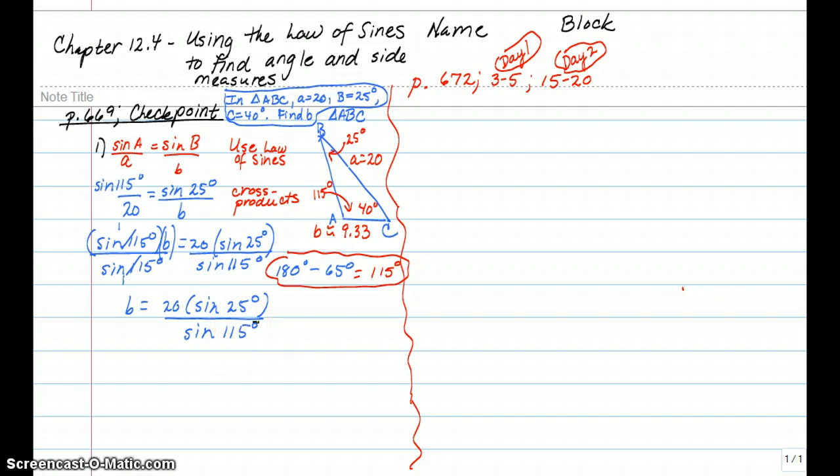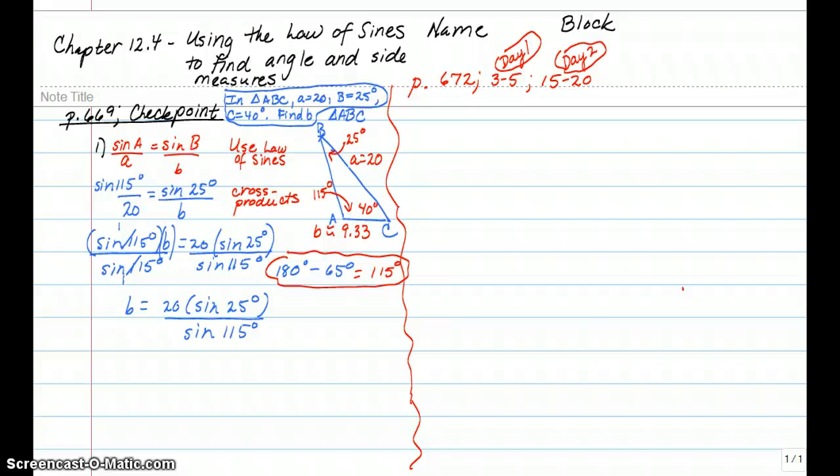Now when you plug this into your calculator, I want to caution you, if you don't close the parentheses on the sine 25 degrees, you will get the wrong answer. So you go ahead and plug in 20, hit your times key, then your sine button, 25, and make sure your calculator is set to degrees. Close the parenthesis, now hit your divide key, and then sine 115 degrees. If you don't close that parenthesis, it won't matter, but you might want to get in the habit of doing that anyway.